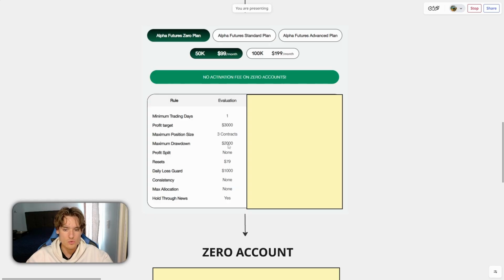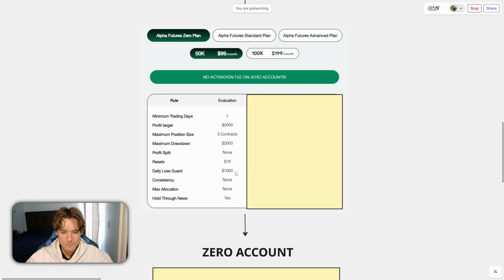Maximum drawdown is $2,000. If you do end up losing $2,000, it's not a problem. You just lose the account essentially. So I guess it is kind of a problem. But you do have a little discount for a reset fee of $79. Profit split, it's an evaluation, so there is no profit split. Daily loss guard, you cannot lose more than $1,000 in a day.